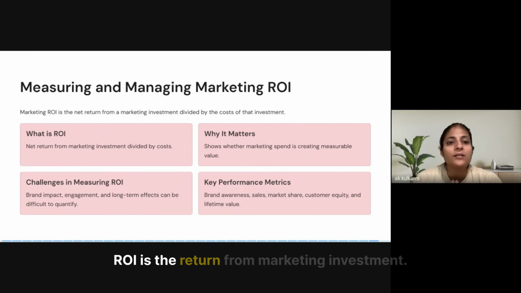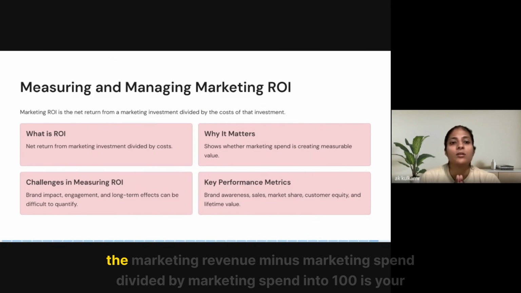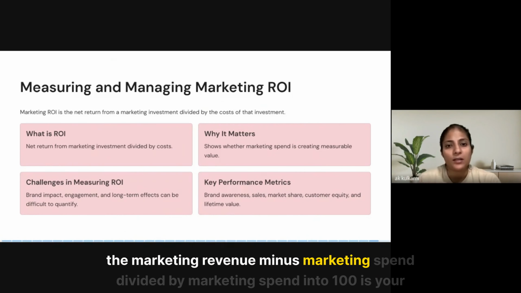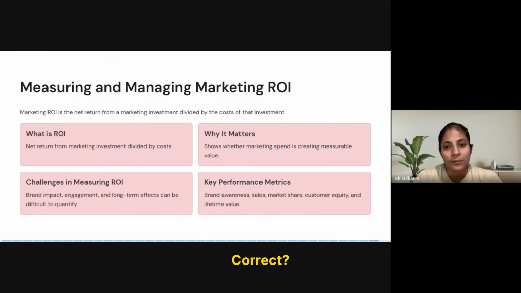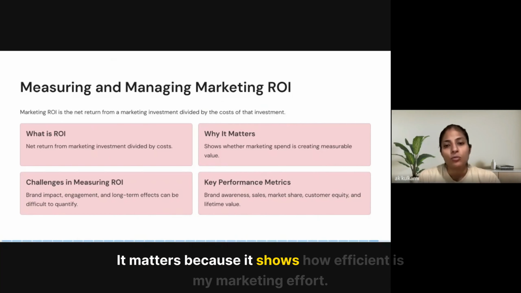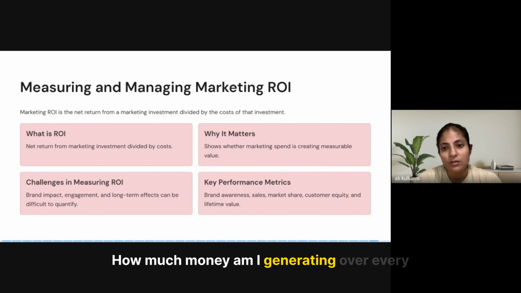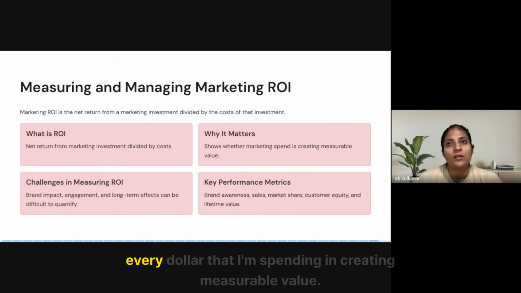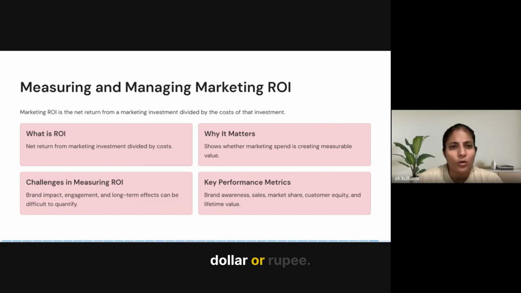And finally, the last part is measuring and managing your marketing return on investment. ROI is the return from marketing investment: the marketing revenue minus marketing spend, divided by marketing spend, times 100, is your ROI, correct? It matters because it shows how efficient my marketing effort is. How much money am I generating over every dollar that I'm spending, creating measurable value, dollar or rupee?